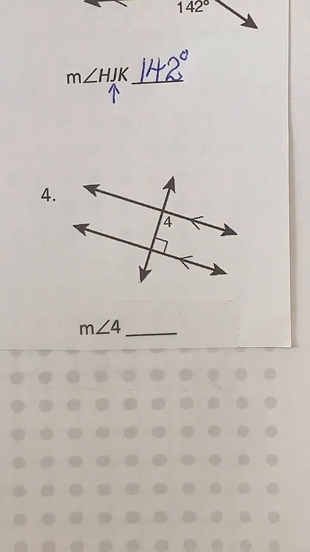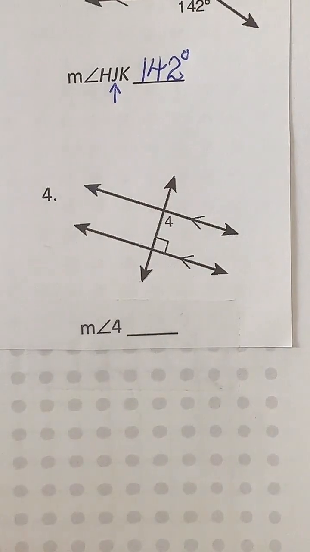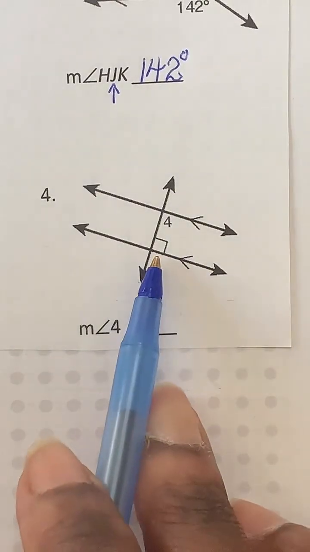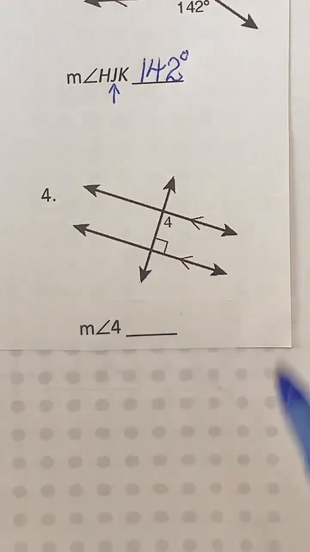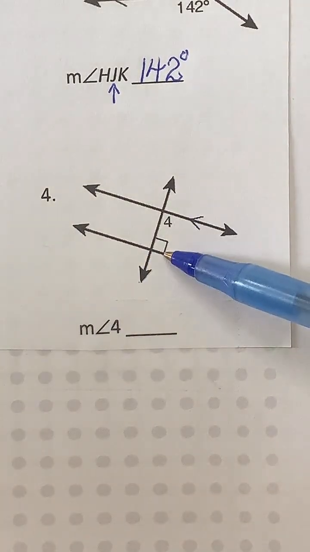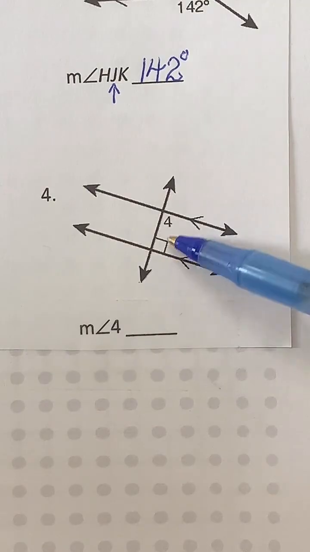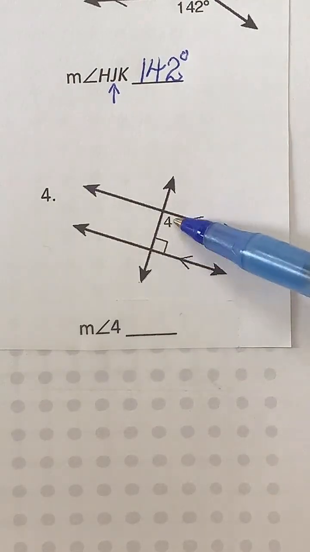Okay, so I'm seeing 90, 90, 90, 90. Anytime you see this box symbol, that means this is 90 degrees. Okay, but they're on the same side. Why would this be 90?